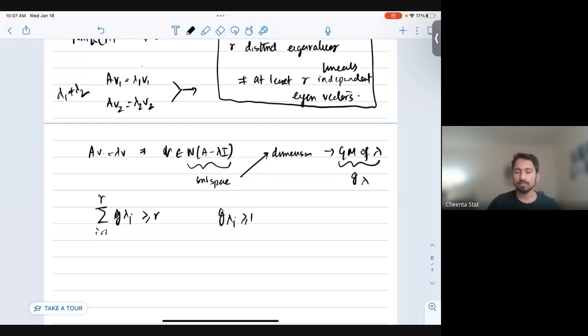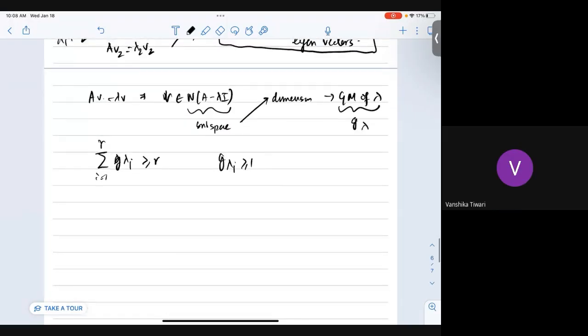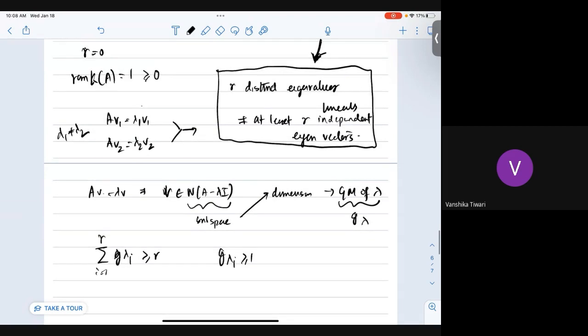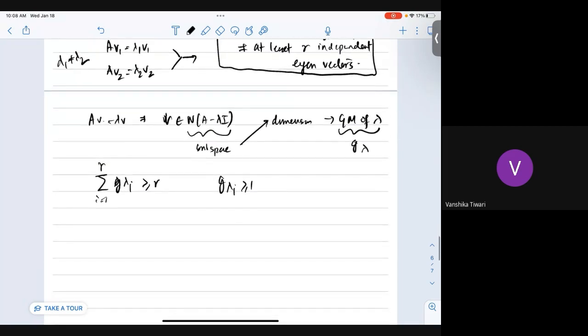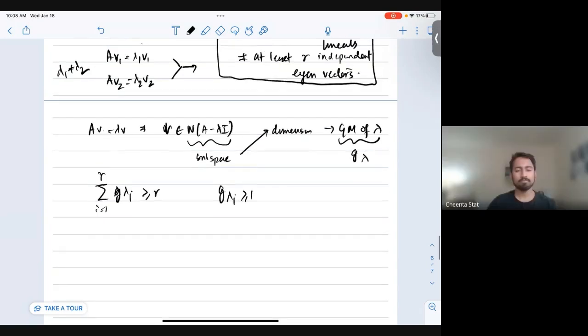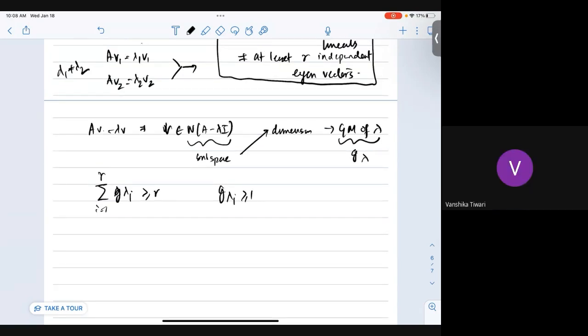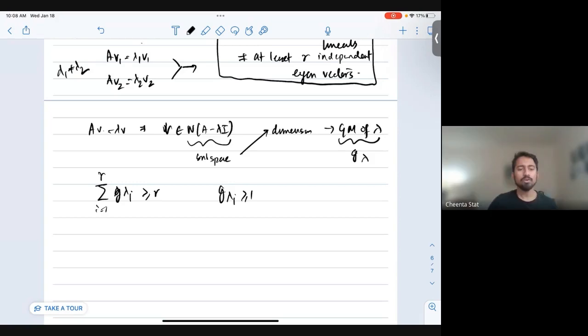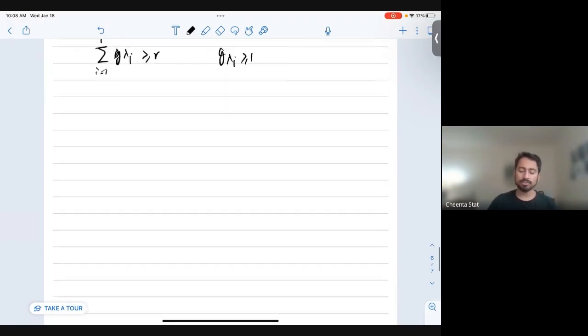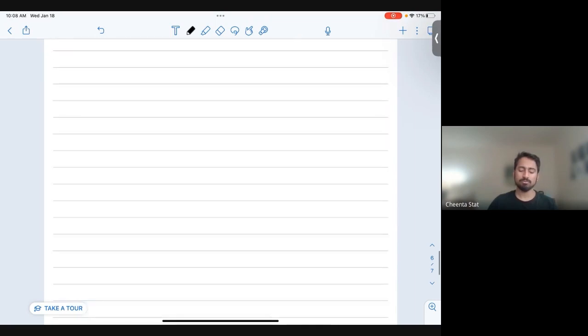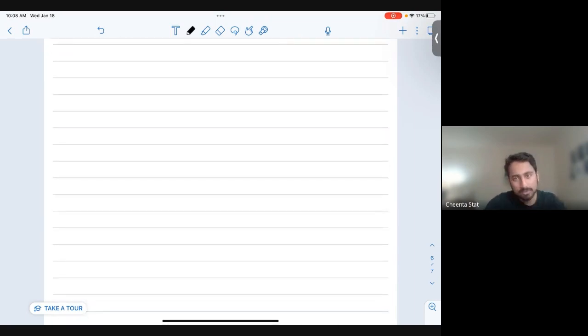Probably yes. Did you do it like this, Vanshika? What I did was that geometric multiplicity is greater than 0, so it is greater than or equal to 1 for each eigenvalue. Exactly. Okay, fine. Great. Let's go to the next one. You're right, but it's not important. You can just do it by basic things also.